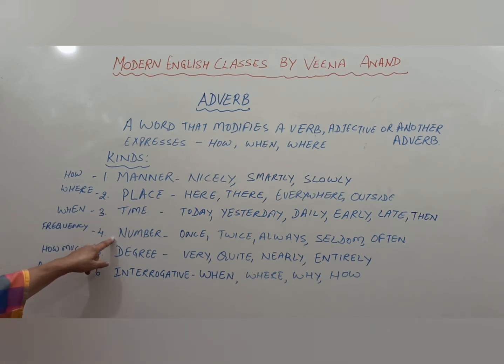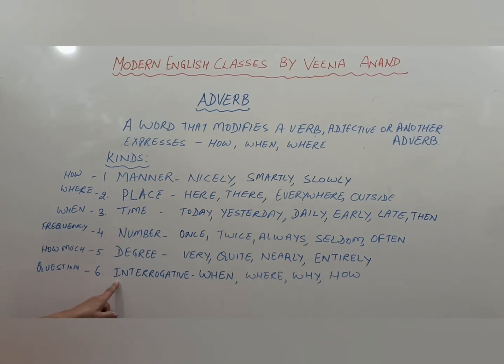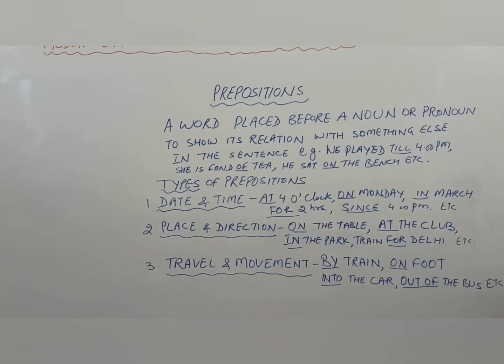Then adverb of number, which tells us the frequency, how frequently, that is once, twice, always, seldom, often, etc. Then adverb of degree, how much, like very, quite, nearly, entirely, etc. Then interrogative adverbs, which ask questions: when, where, why, how. So in this way, a word that modifies a verb or an adjective or another adverb is called an adverb.